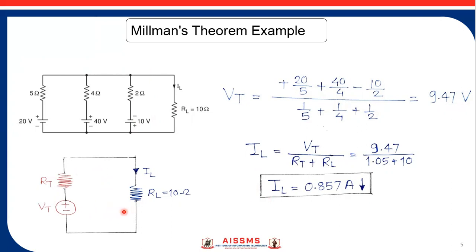Now we apply IL equals Vt divided by RT plus RL. Finally we get IL equal to 0.857 ampere. The current is in the downward direction.